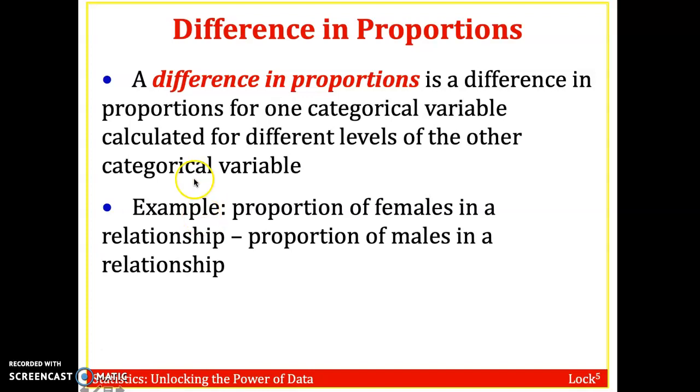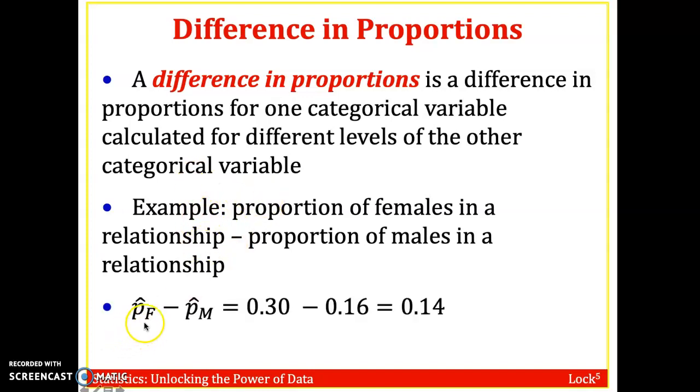So notationally, if I want to write this data, there's that p hat again. P hat f minus p hat m. I remember it was 30% of females said they're in a relationship, 16% of males, so the difference is 14%. So oftentimes you don't actually care about the actual value, you just want to know what's the difference, how far apart are the two groups in their proportions.